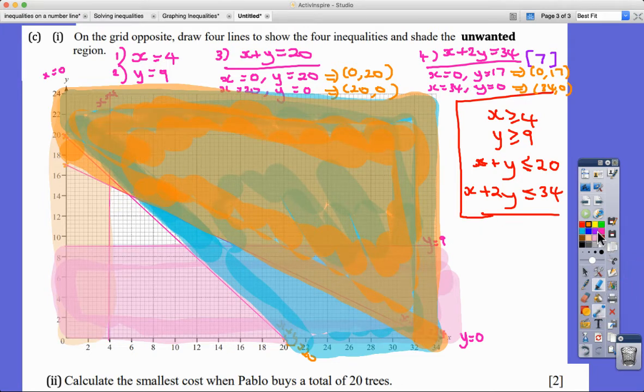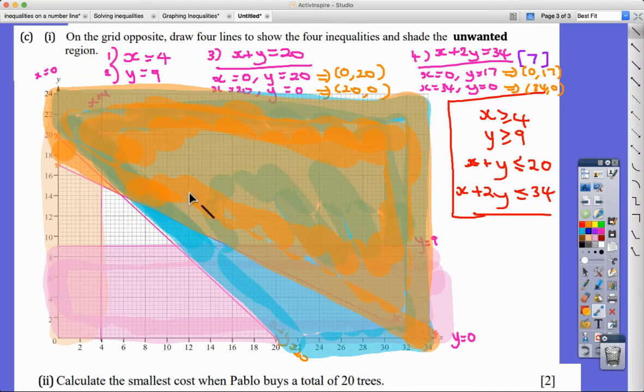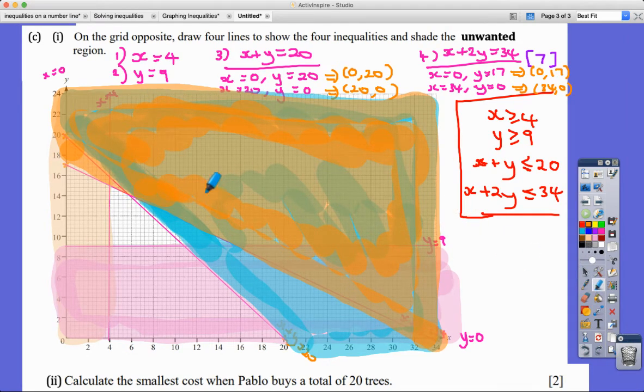Maybe I could highlight it as well, just show where that is. Let's try this again. I won't go over it too much. I don't want to overcomplicate it, but it's almost a triangle shape. It's a quadrilateral there, with the top part of the triangle chopped off because of the last bit of inequality shading that I did. So it's this bit here.